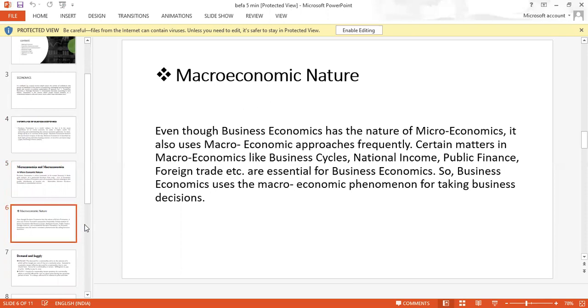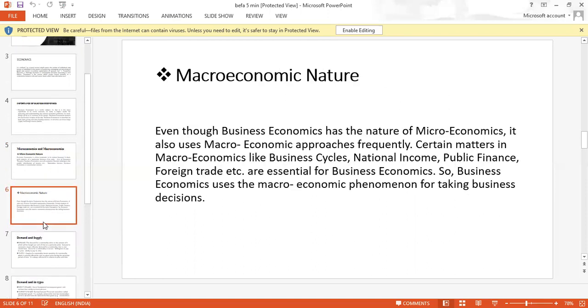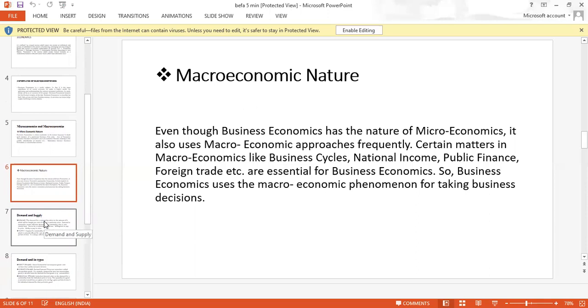And the second term is the macroeconomic nature. Here, even though business economics has the nature of microeconomics, it also uses macroeconomic approaches frequently. Certain matters in macroeconomics like business cycles, national income, public finance, foreign trade, etc., are essential for business economics. So, business economics uses macroeconomic phenomena for taking business decisions. That's the macroeconomic nature. These two terms, microeconomics and macroeconomics, are different terms which were studied further.